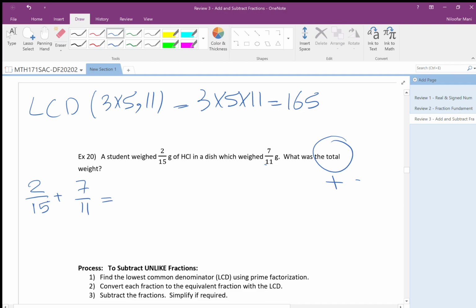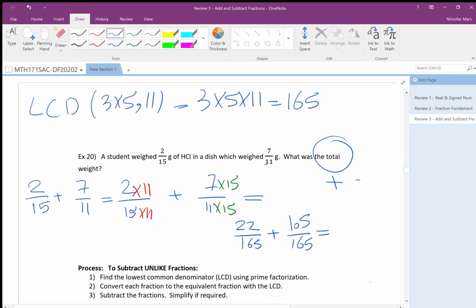Okay, so I do 2 over 15 multiplied by 11, plus 7 over 11 multiplied by 15, but I need to multiply the top as well. This is the most important part. Many students find the least common denominator correctly, they multiply the bottom correctly, but they forget they have to multiply the top as well. So it is 22 over 165 plus 105 over 165, which is 127 over 165 gram. Make sure to write the conclusion sentence.